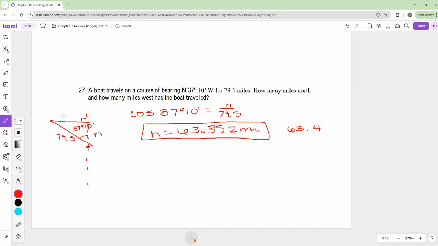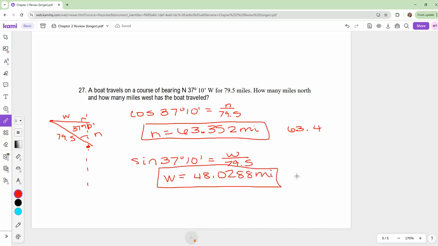Then to find west, that's opposite and hypotenuse, so that would be sine 37 degrees, 10 minutes equals the opposite side over hypotenuse. So if you multiply that over, our west is 48.0288. Or if you did significant digits, it would be 48.0.